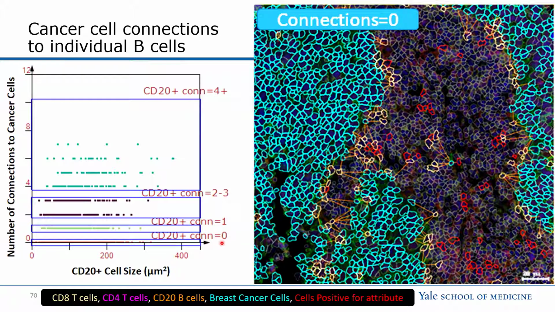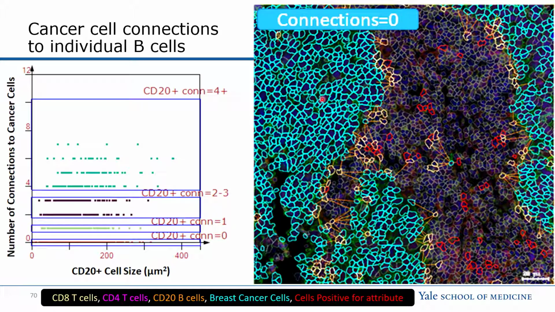The first group is cells that have literally no connections. The second group are cells that have 1 connection with a cancer cell. The third group are cells that have between 2 to 3 connections. And then the fourth group are cells that have at least 4 connections with cancer cells. On the right-hand side, I show you a nice image of that.